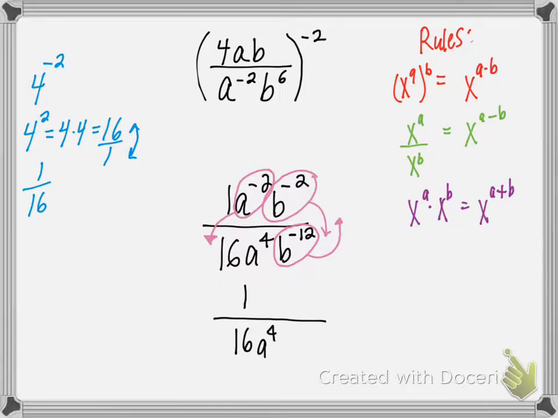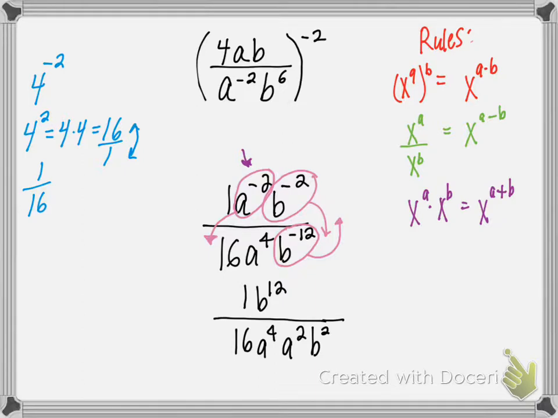And now let's take a look at what's going to be switching positions. So the a to the negative second, when it switches positions, it's going to go into the denominator as a to the positive second. When I look at b to the negative second, when it switches to the denominator, it's going to be b to the positive second. And lastly, b to the negative 12th is going to be switching to the numerator as b to the positive 12th.